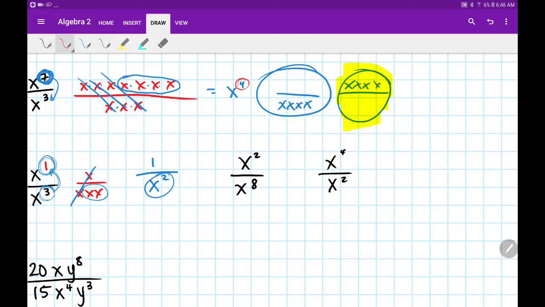Okay, so in this first one, I have x squared over x to the 8. So instead of writing out all the x's every time, let's use our trick. 8 take away 2, because we know 2 are going to cancel, leaves us with x to the 6th, but they will be at the bottom where the bigger number was. Now I have x to the 4 over x squared, so 4 take away 2 is 2, but I'm left with those x squareds on the top where the bigger number was. So I could just write x squared.